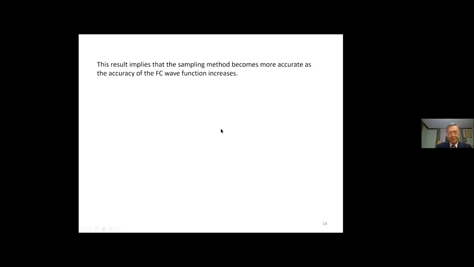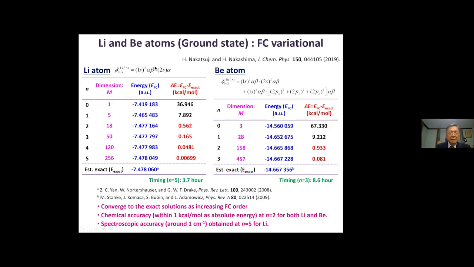This is for the lithium atom and beryllium atom with the variational method. At order 2, we can get chemical accuracy. This is the difference of the energy from the exact energy, for the free component energy. It is less than 1 kilocalorie per mole, so we call it chemical accuracy. And for the beryllium atom, again, at order 2, chemical accuracy.